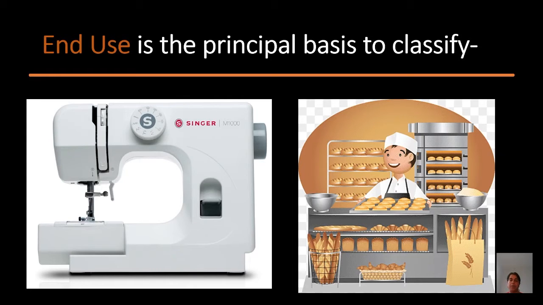And in the second case, in the case of sugar being bought by the household, it will be considered a final good. Similarly, another example could be electricity. Electricity used by a factory could be an intermediate good, and the electricity used by a household would be a final good. So end use is the principal basis to classify whether the good is an intermediate good or a final good. Now this distinction will help us to calculate national income.